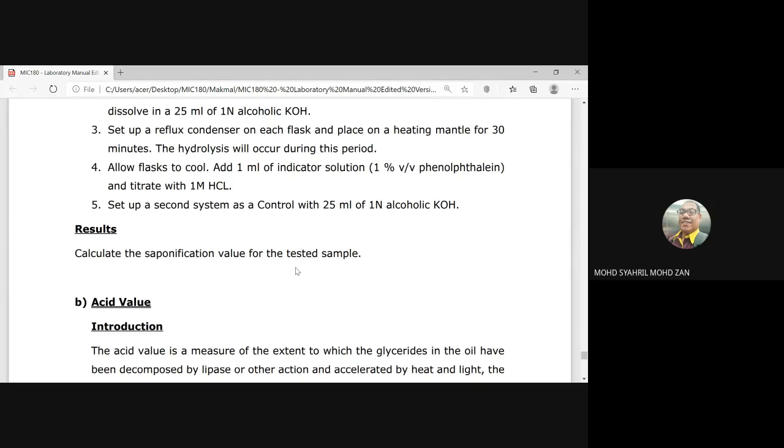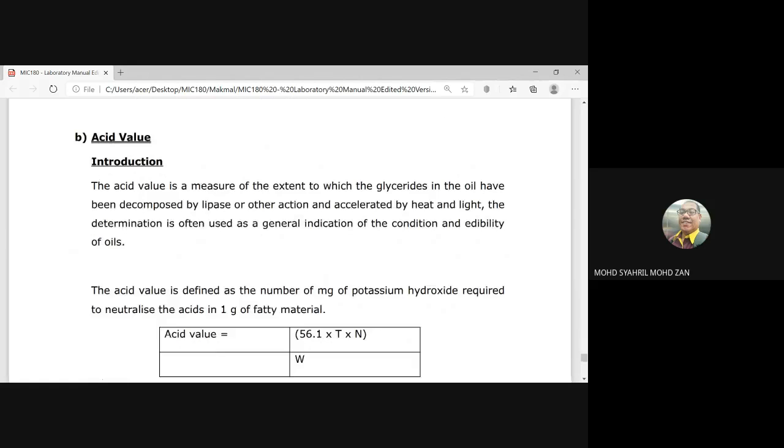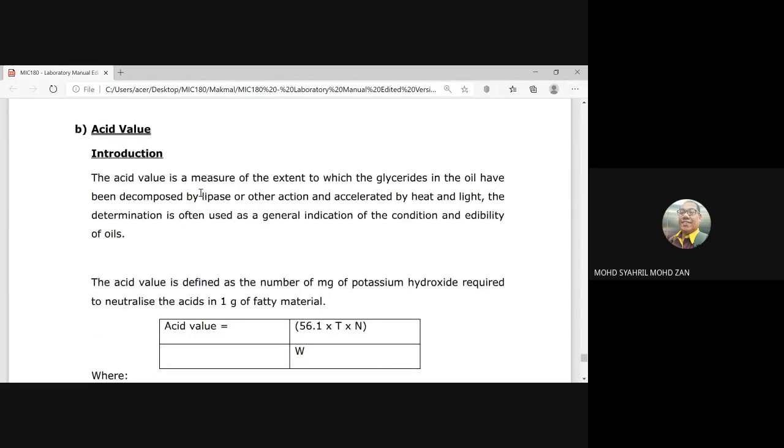Right? And then go for the acid value. So why we need acid value is a measurement of the extent to which the glycerides in the oil have been decomposed by lipase or other actions and accelerated by heat and light. So determination is often used as a general indicator of the condition and edibility of the oils.